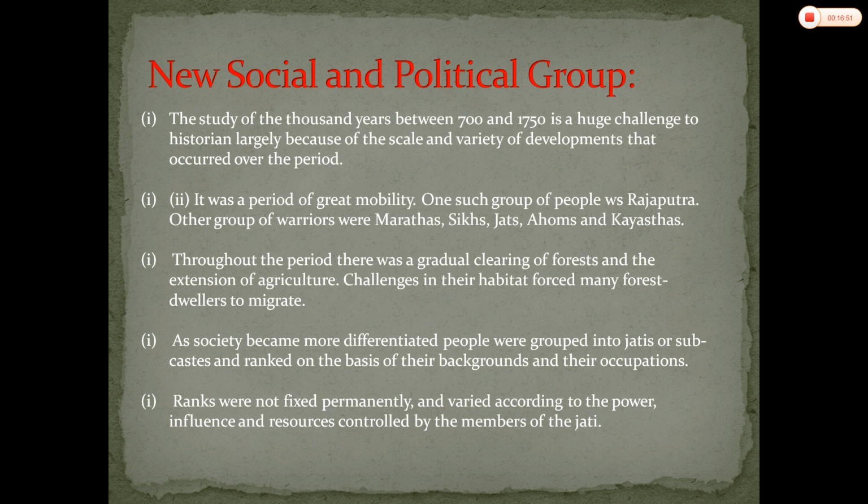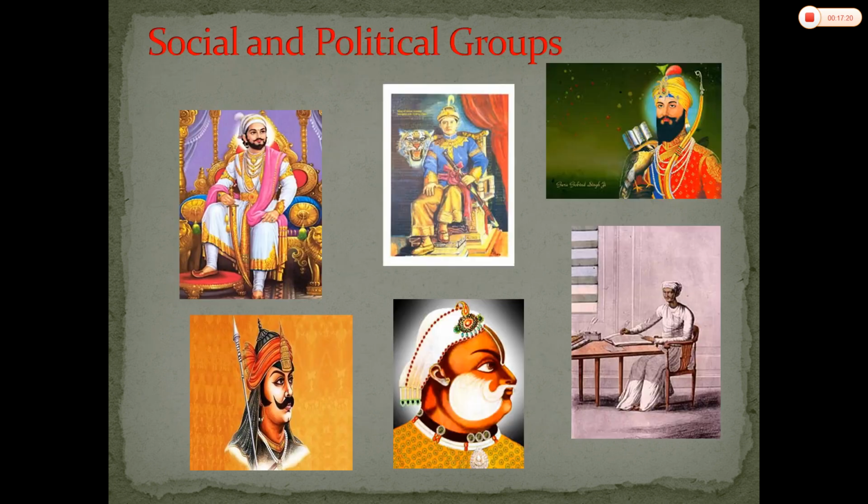Nowadays, you know very well, all the ranks are fixed permanently. But at that time, the ranks were not fixed permanently and varied according to the power, influence, and resources controlled by the members of the jati. Means, if the members of a jati had more and more resources, power and influence, then their rank was fixed at the top, and if they did not have any kind of power, their rank was considered low. In this way, this kind of social and political groups emerged.